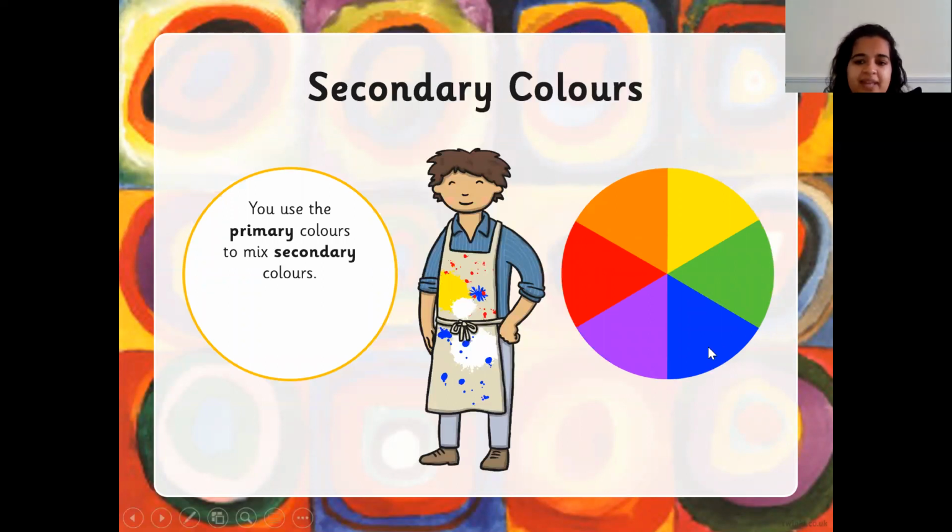It's very difficult to create these primary colors. That's why they're called primary colors. So if you mix green and blue, you do not get purple. And if you mix purple and red, you do not get orange. It is only when you mix the primary colors that you would get a secondary color.